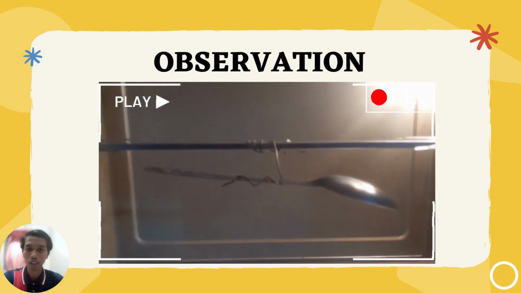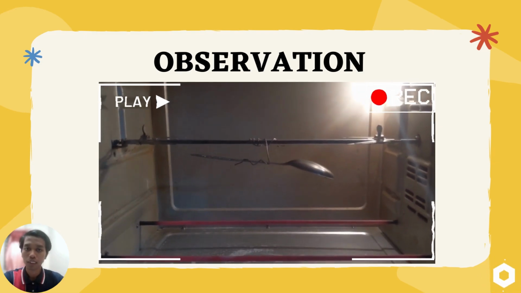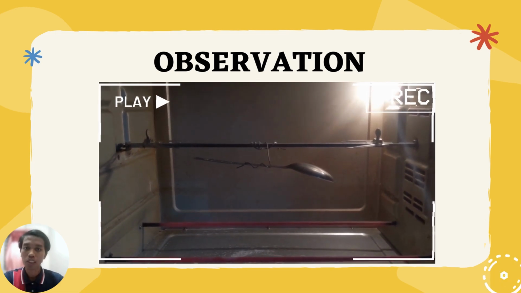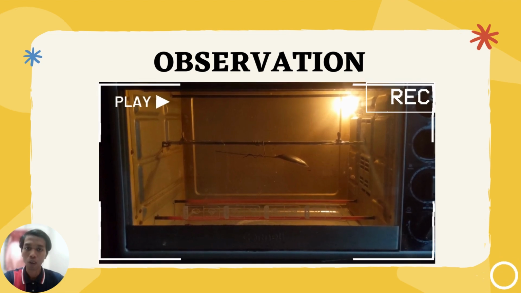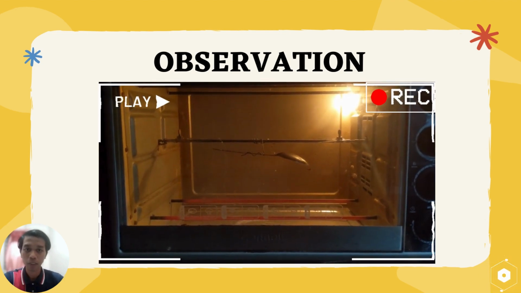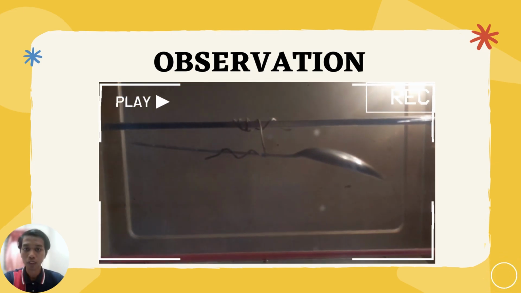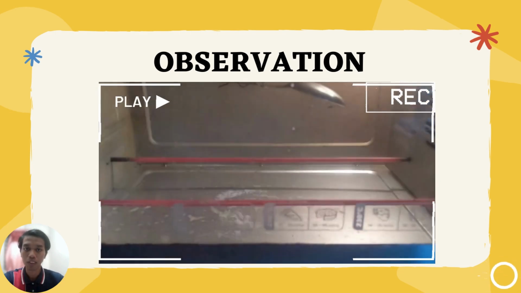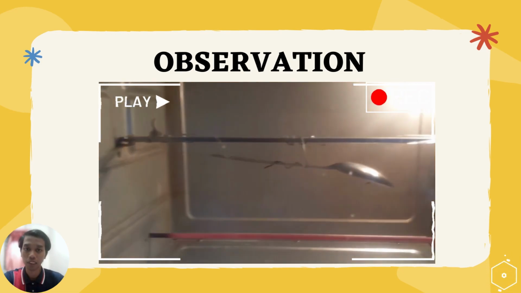As you can see in the video, even though the spoon is not directly touching any hot surface, it's absorbing heat through radiation. The hot walls of the oven emit infrared radiation, and the metal spoon absorbs this radiation, causing it to heat up. This phenomenon is a classic example of heat transfer by radiation.